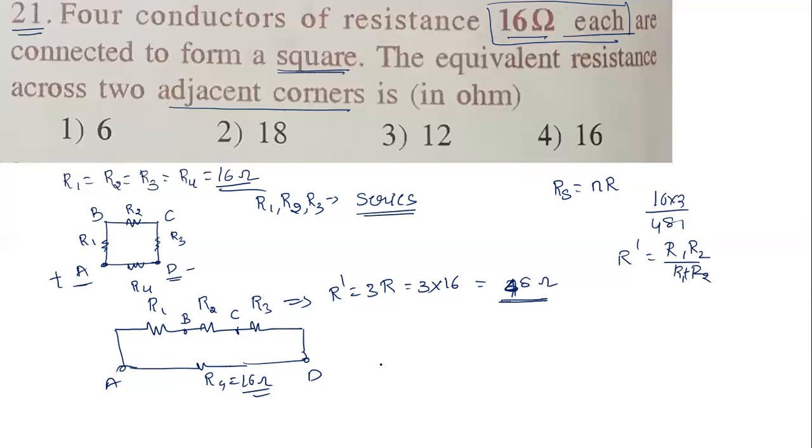So since it is a parallel combination, I'm going to write directly. I'm not going to write the formula here. It will be 48 into 16 divided by 48 plus 16. 48 plus 16 is 64, right? So 64 is 4 times, and 48 is 12 times. So we get 12 ohm. What is the answer?